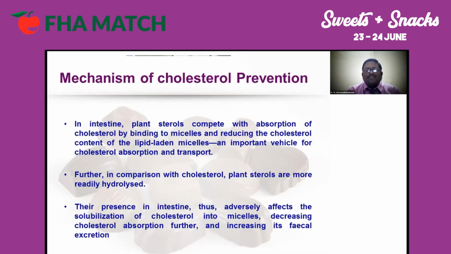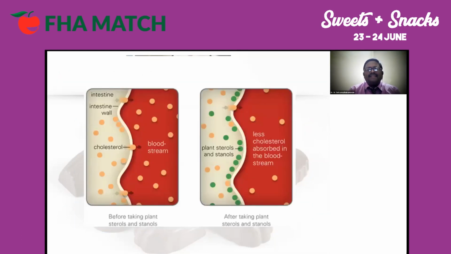So that cholesterol absorption will be reduced, and I am going to show some illustrations in the next slide so that you can understand very easily. See, now you can see the intestinal wall, and the orange color globules indicate the presence of cholesterol, and in the bloodstream you can see a lot of cholesterol being absorbed and deposited.